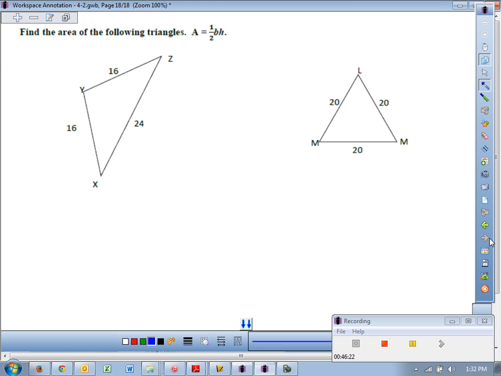A couple more. What do they want? Find the area of those triangles. I gave you the formula because it's still kind of new to us. Area equals 1/2 base times height. Ooh, that's a cool thing. Height. Awesome. Height. What's another word for height? Altitude.